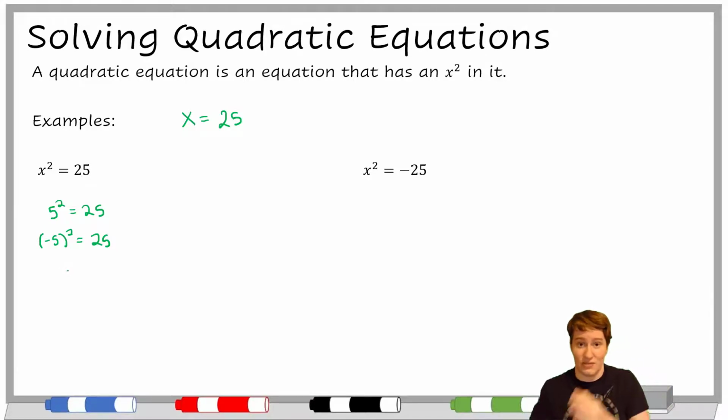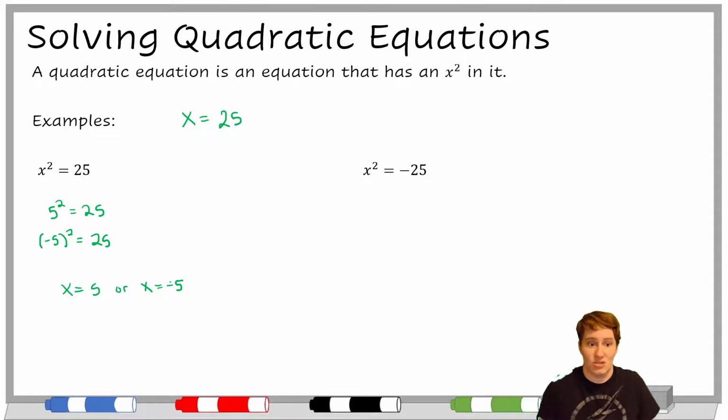So negative 5 times negative 5 gives us positive 25. A positive 5 times a positive 5 gives us 25. So there's actually 2 answers to this equation, which is the first time that's happened to us, that we've gotten 2 answers. That's pretty exciting stuff. For this equation, x equals 5 or x equals negative 5. That means there's 2 possibilities here. If this was some sort of real world situation, we would be saying there's 2 things that could be true, positive 5 or negative 5.